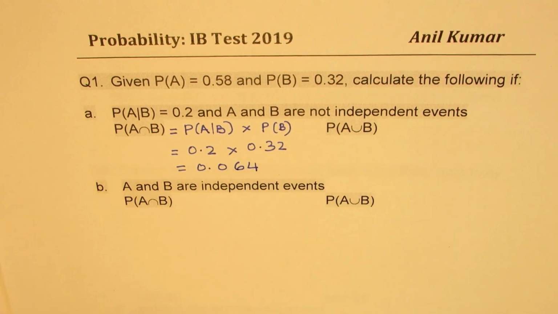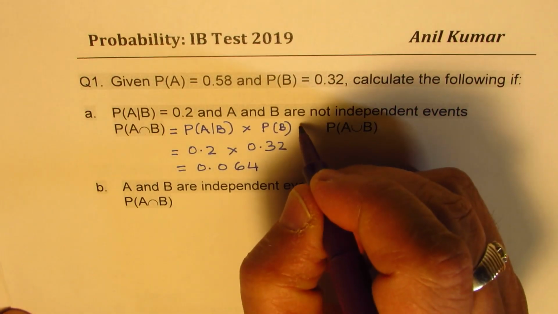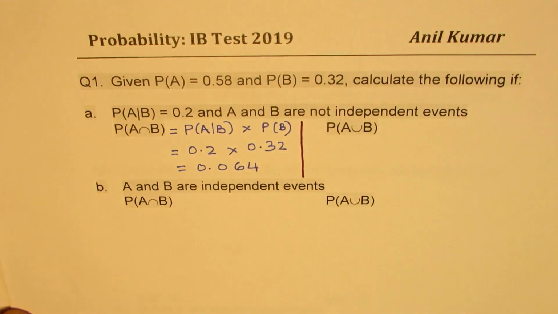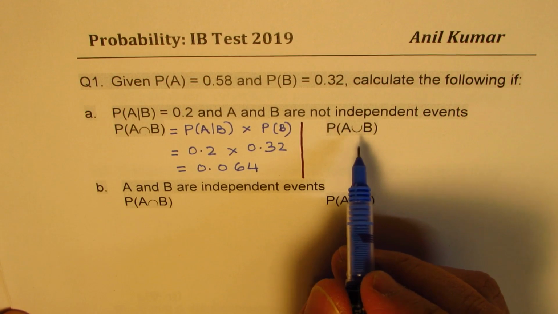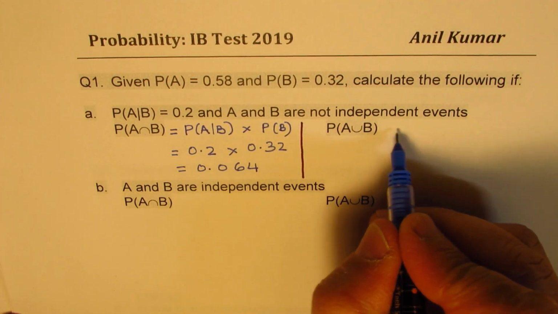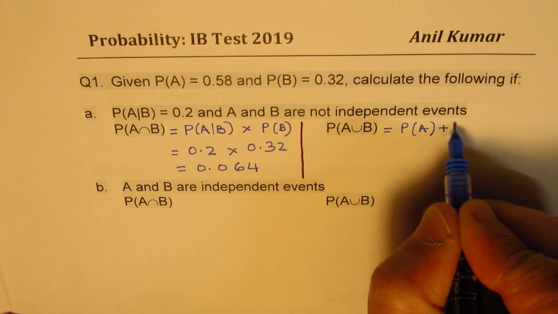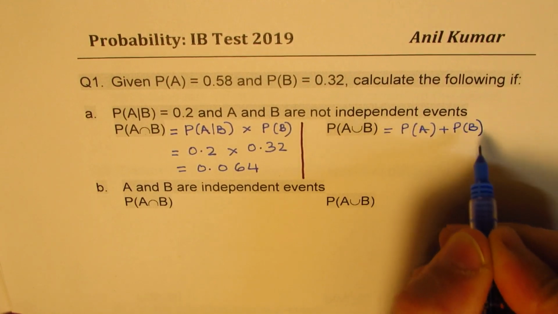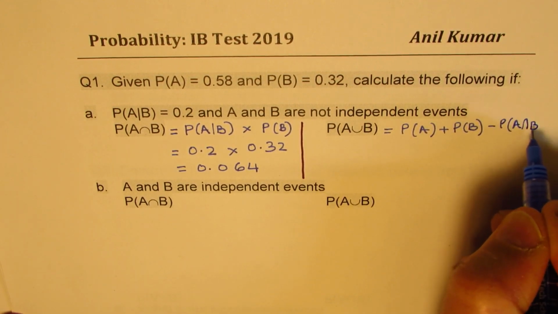0.64. Now part B here is we have to find A or B. Now there is something common in between them, which is the intersection. So this probability has to be equal to probability of A plus probability of B, take away probability of A intersection B, correct?